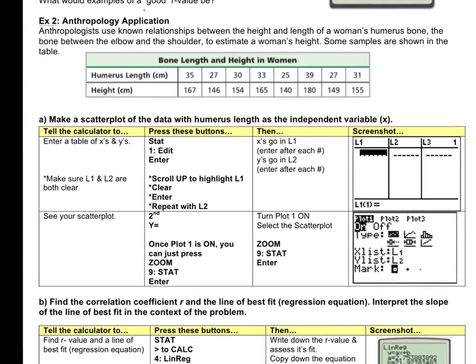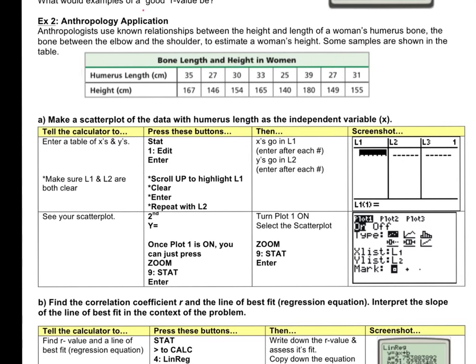There is a relationship, and we know it, anthropologists know this, between the height and the length of a woman's humerus bone, which is between your elbow and your shoulder, to estimate a woman's height. So you're probably already thinking, yeah, the longer a woman's humerus bone, the taller the woman probably is. So here's some data that's collected. This is in centimeters. Since this is the first variable listed, it will be our x. This one will be the y.